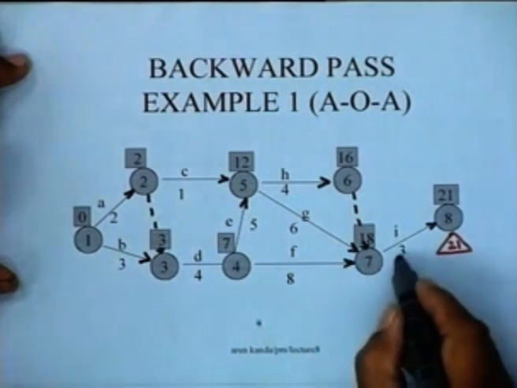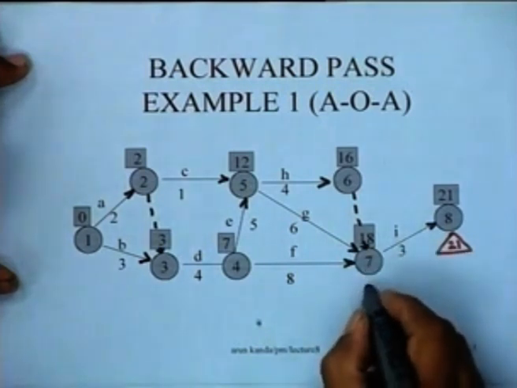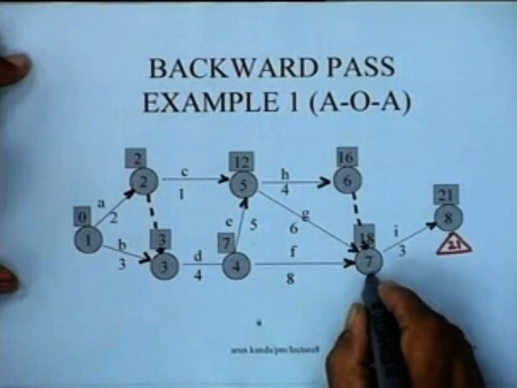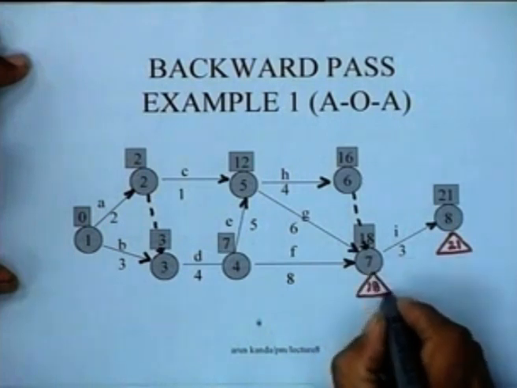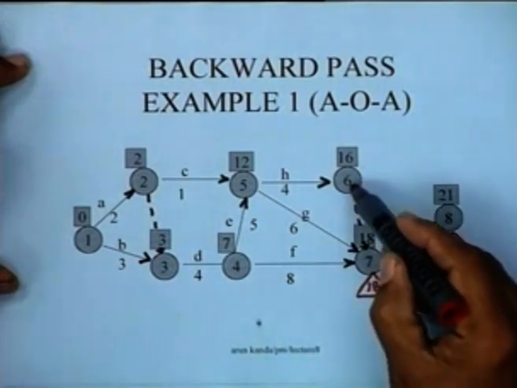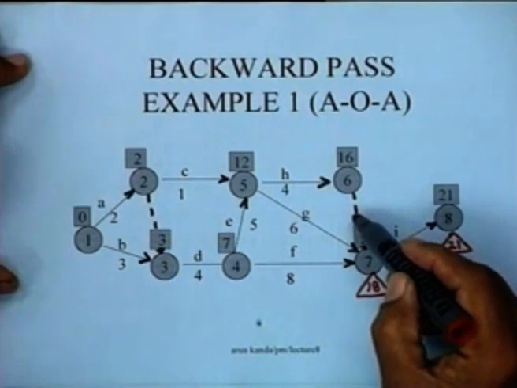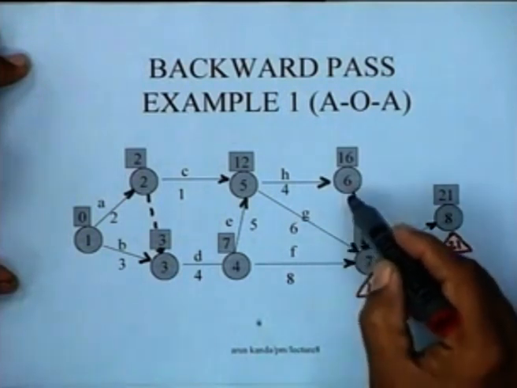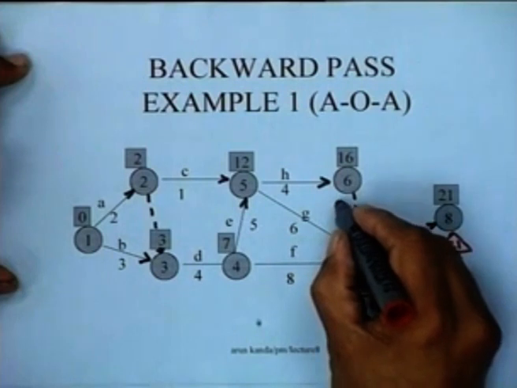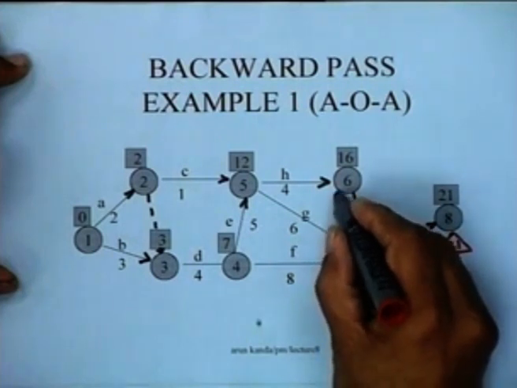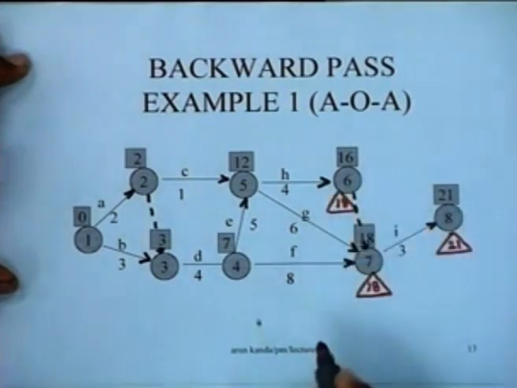Then you can compute this value. 21 minus 3 is going to be 18. So I could put this in the triangle here. Then we come to node 6. This value, this being a dummy activity, is 0. So 18 minus 0 is 18. So this particular value is just 18, and I put it in the box.